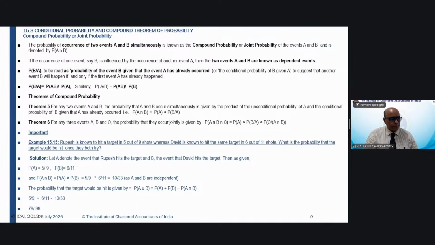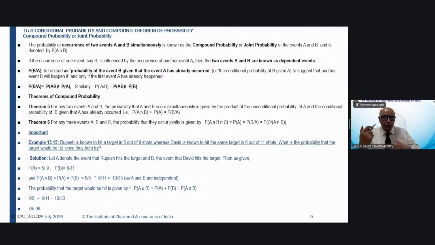So both are trying. Here we see that A and B, in the given situation, are independent events, so P(A ∩ B) is given by the product of the individual probabilities. We have 5/9 into 6/11, which is 10/33, because A and B are independent. The target can be hit by any of them, or both of them.